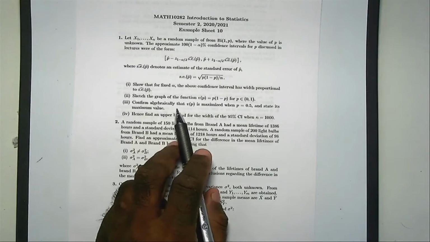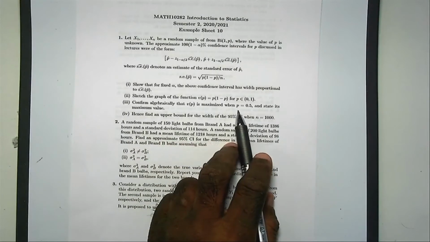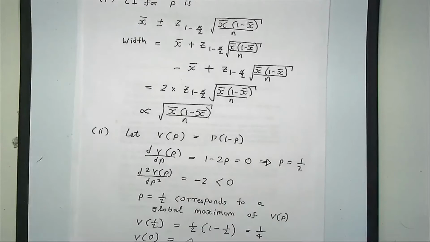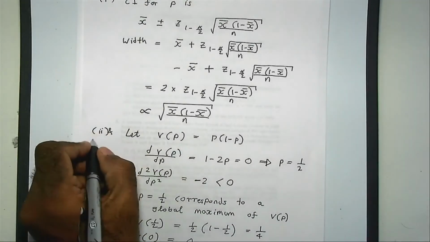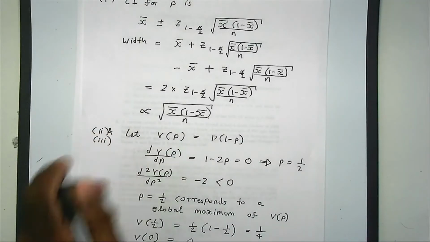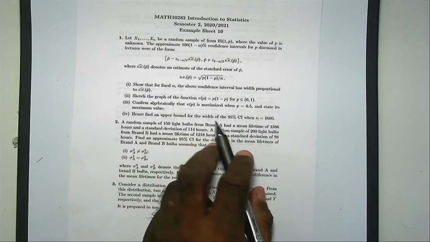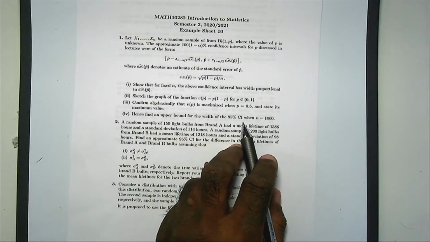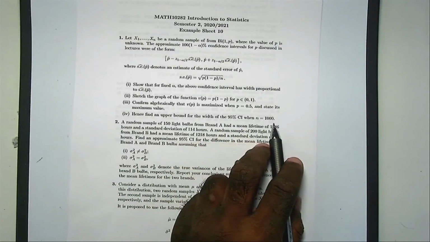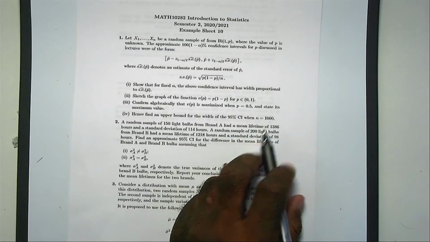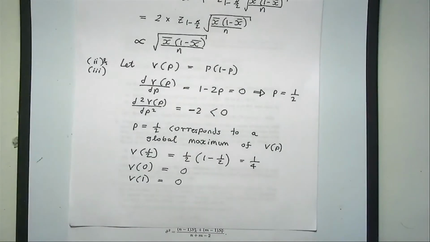Part 3 is to confirm algebraically that Vp is maximized when p equal to half and state its maximum value. We have already done that, so we have already done part 2 and part 3. Now part 4: find an upper bound for the width of the 95% confidence interval when n equal to 1000. So let's go to part 4.